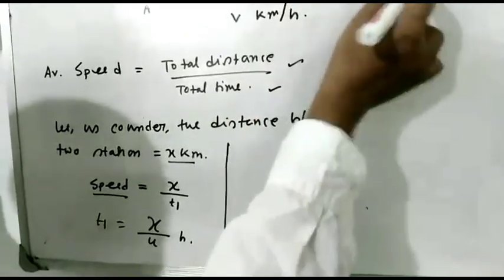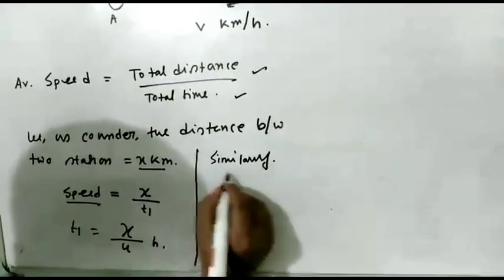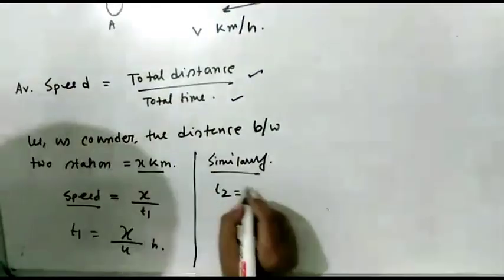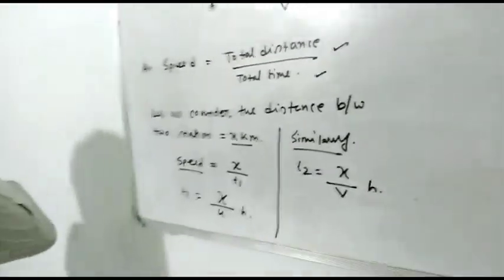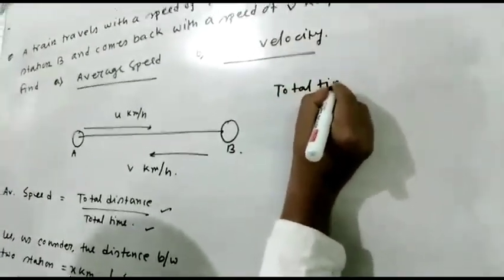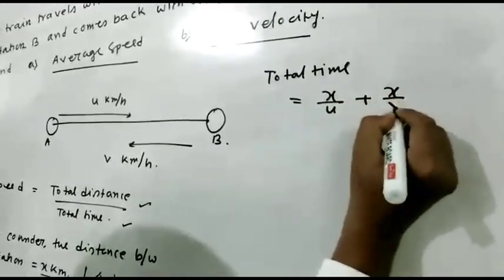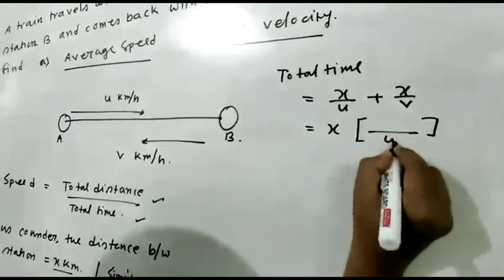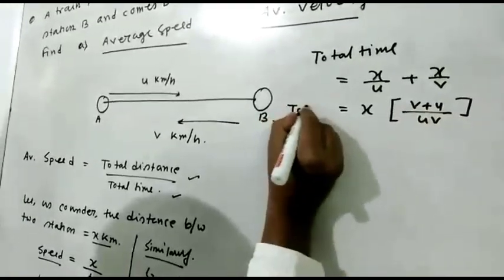And the returning time, meaning B to A. Similarly, returning time B to A, t2, equals what? The distance will remain the same, x by v hour. Now total time will be what? Total time equals x by u plus x by v. So x is taken outside. Now uv is the LCM, and finally v plus u. This is the total time.